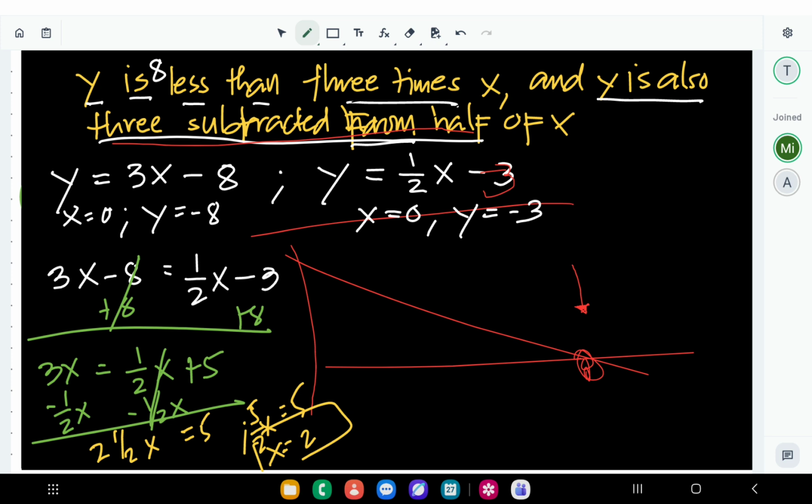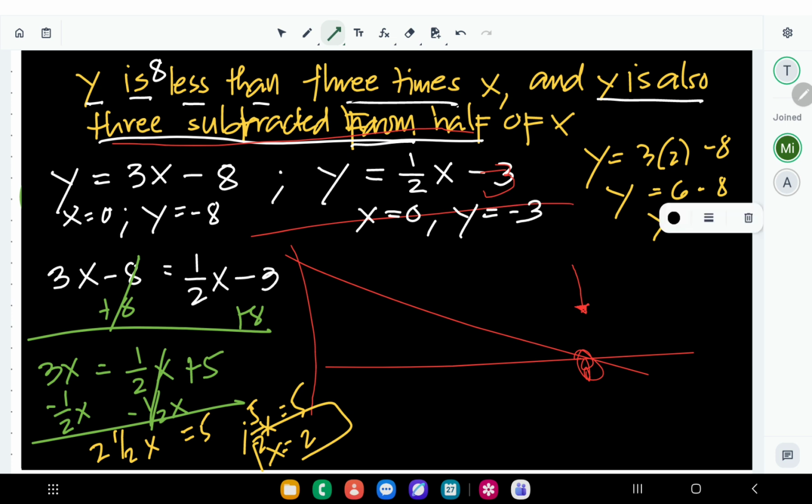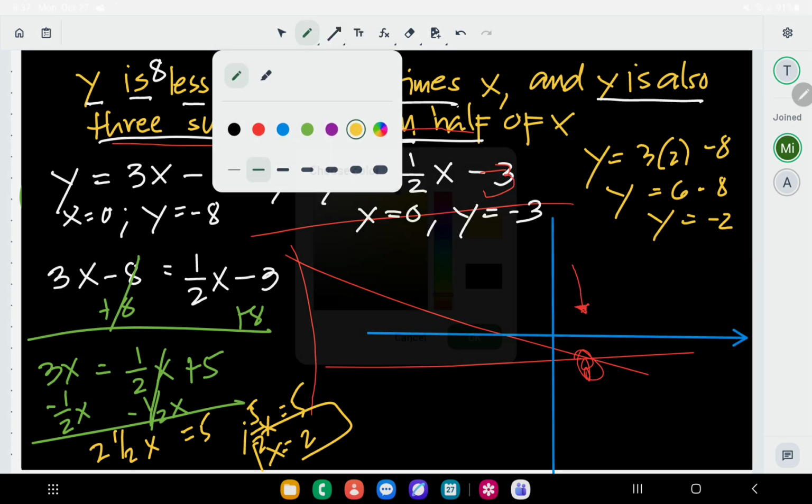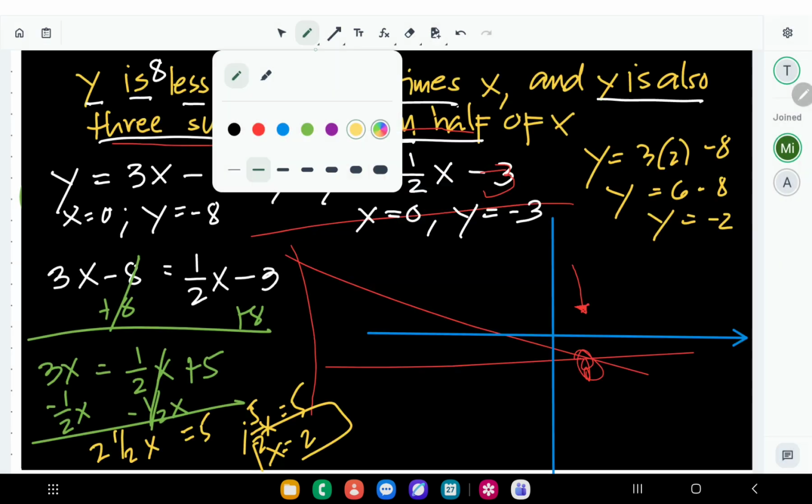And then we can solve for y. So y is equal to 3 times 2 minus 8. So this is 6 minus 8. Y is equal to -2. Then let's try to graph it. Let's try graphing this. I'll just draw in blue. And then in another blue.